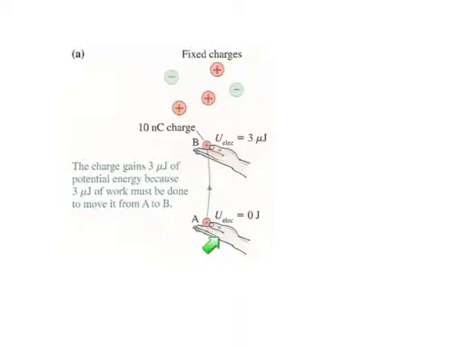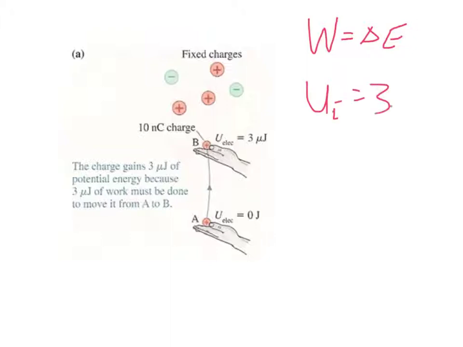Suppose that in order to move our happy little charge from point A to point B, we must do 3 microjoules of work. Well, because work equals a change in energy, we know that the electric potential energy of our charge then is going to be that 3 microjoules. Now, let's say we want to repeat this experiment, but instead of using a 10 nanocoulomb charge, we use a 20 nanocoulomb charge. We could repeat the entire thing, but we don't need to.